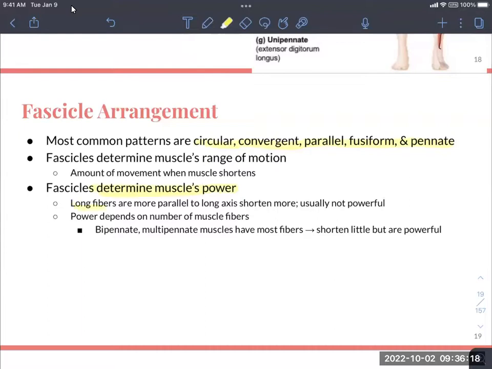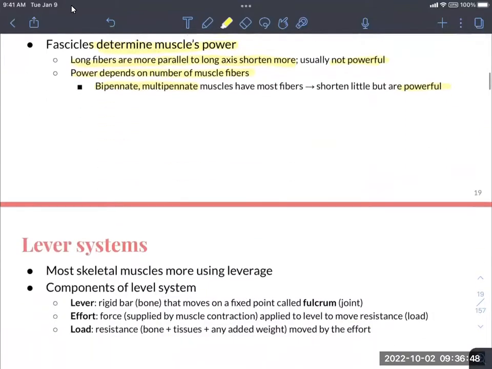So if the fibers are more parallel and long, they're going to shorten more, but they're not usually powerful. And again, power depends on the number of muscle fibers, as we kind of talked about in the muscle tissue chapter. Bipennate and multipennate, they have the most fibers, but they're the most powerful. They shorten a little, but they're extremely powerful with specific activities you want to complete.